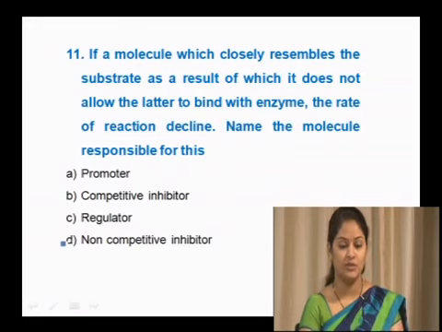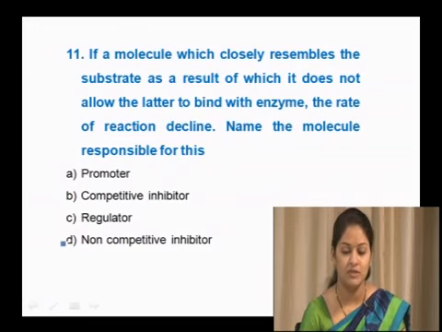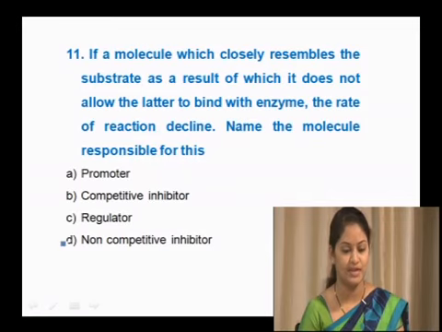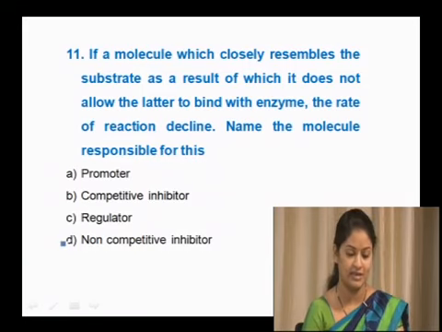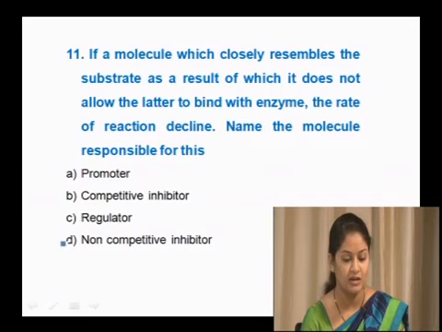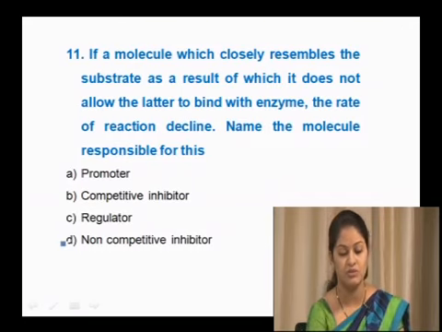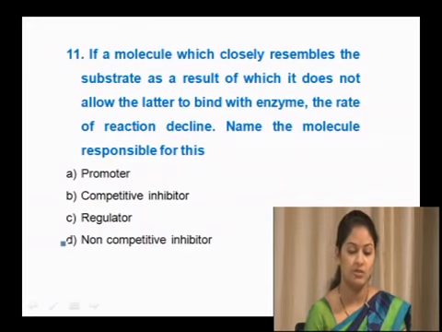Coming to the 11th question. If a molecule closely resembles the substrate, as a result of which it does not allow the latter to bind with the enzyme, the rate of reaction declines. Name the molecule responsible for this. In this question we are discussing one more factor which affects the rate of enzymatic reaction. Options given here are promoter, competitive inhibitor, regulator and non-competitive inhibitor. So be clear with this.